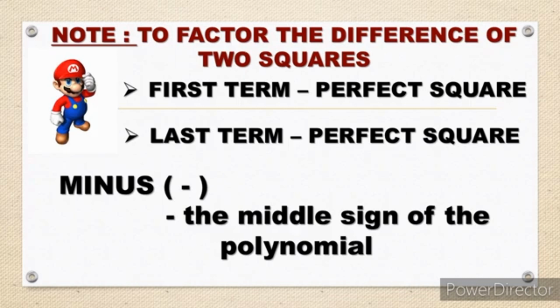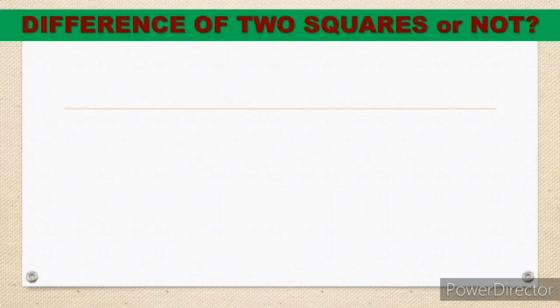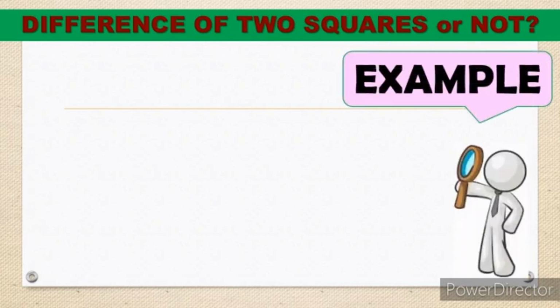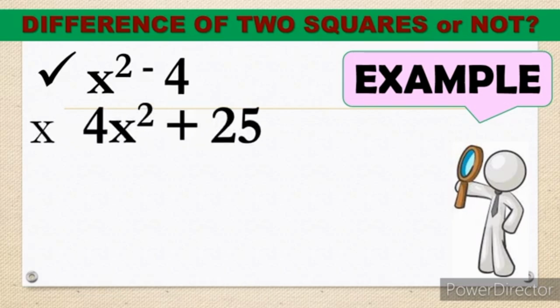Before we proceed, let's have this activity. We're going to find out whether the given polynomial is the difference of two squares or not. Let's have this example. x squared minus 4. Yes, this is a difference of two squares. Why? Because the first term x squared is a perfect square, the last term is also a perfect square, and the middle sign is negative.